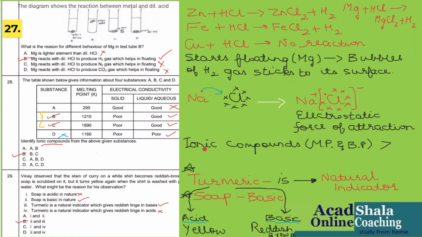Another thing we also know is that ionic compounds have a very high melting point and boiling point. According to this prior knowledge, I will see from the table that among the 4 options, B, C and D all have melting points above 1000. But option A has only 295. That means among the 4, I will eliminate option A.